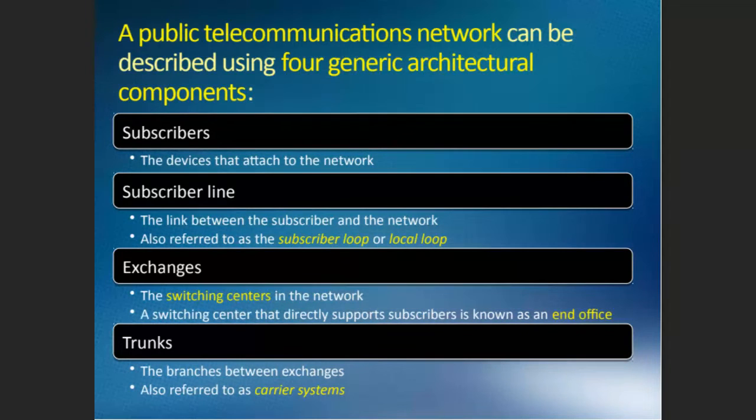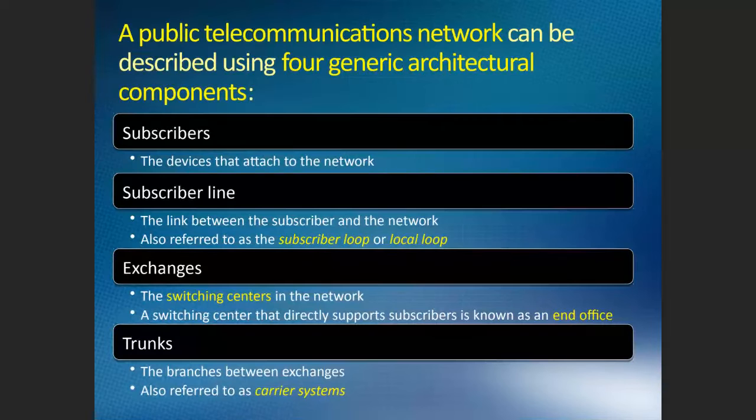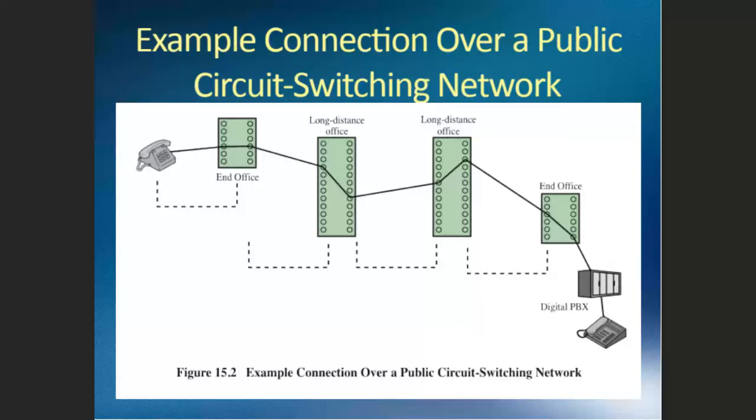Then we have the exchanges. These are the switching centers in the network. A switching center that directly supports the subscriber we call an end office. The trunks are the branches between exchanges. They are also called carrier systems. Look here. Why do we call this the end office? Because this is the trunk next to the subscriber. Okay.